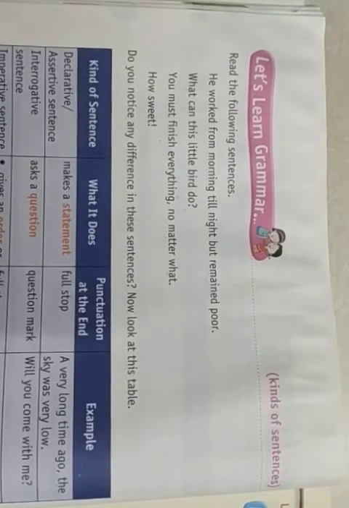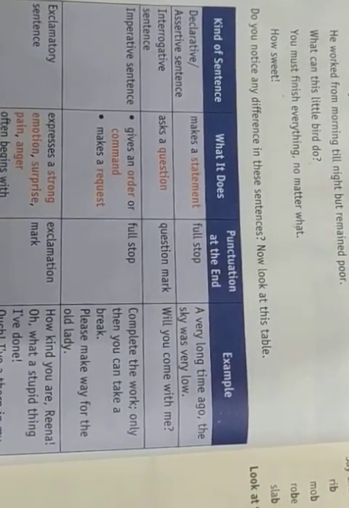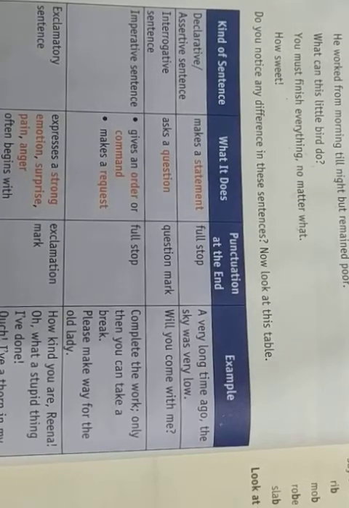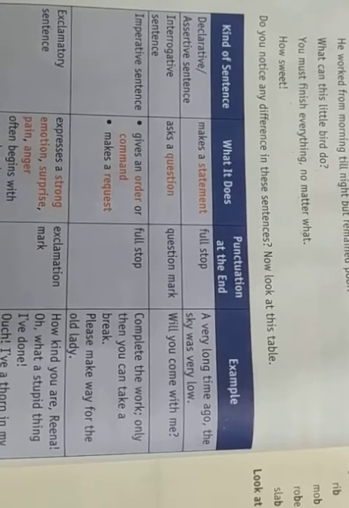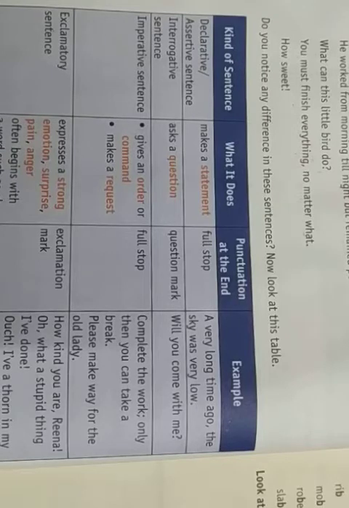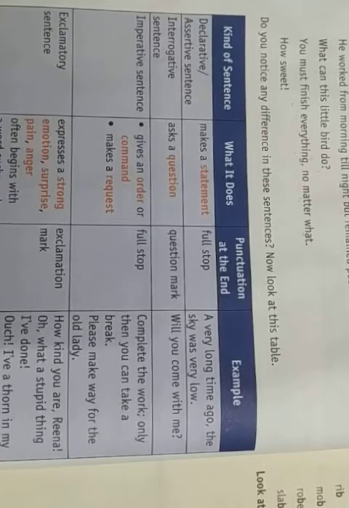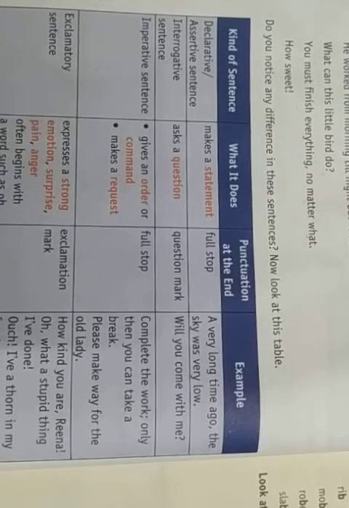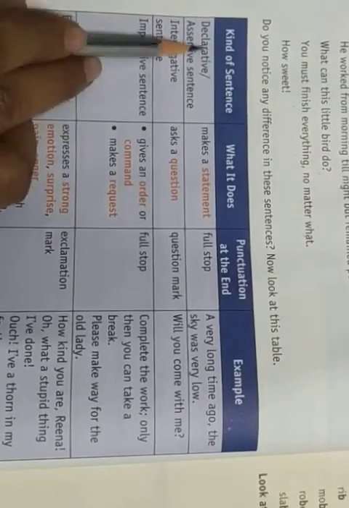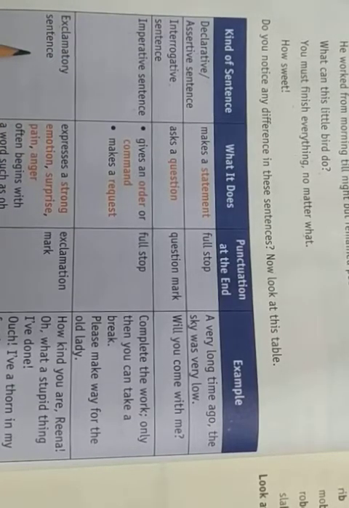Okay, here some statements are there, so we need to discuss them. Do you notice any differences in the sentences? Now look at this table. Declarative, assertive, interrogative, imperative, and exclamatory sentences. Let's discuss the kinds of sentences.